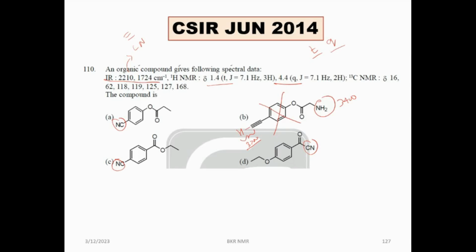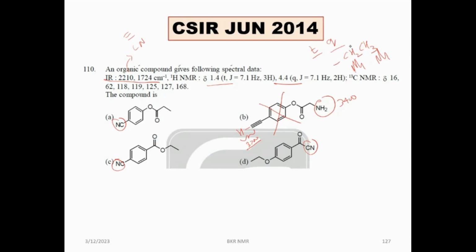What is this triplet quartet? If I have a triplet quartet, what does it mean? It is CH2, CH3. You have an ethyl group. So CH2 will have a quartet, CH3 will have a triplet. So a triplet quartet combination means you have an ethyl group.